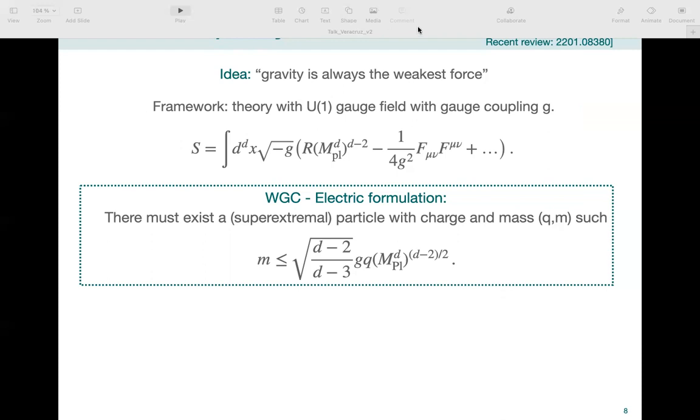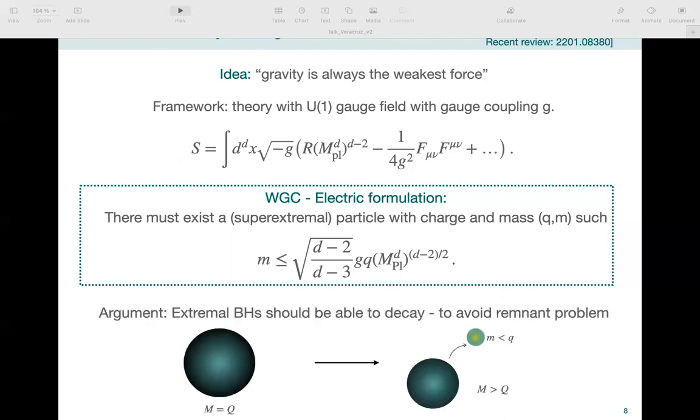Okay, so the idea is that gravity is the weakest force. So we start with a gravitational theory with a U(1) gauge field, just the action. And then the claim is that there must exist a particle that has mass and charge given by the following inequality. So effectively, the mass has to be smaller than the charge of the particle. And the reason is that extremally charged black holes should be able to decay, and not have remnants.